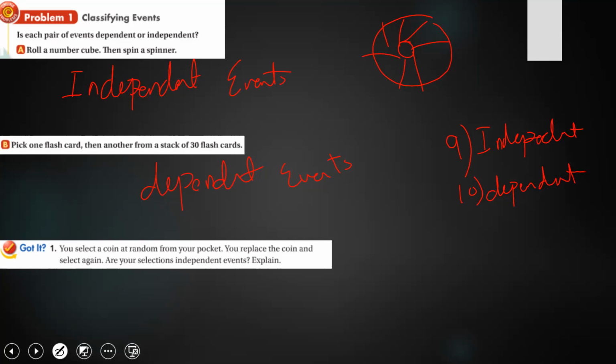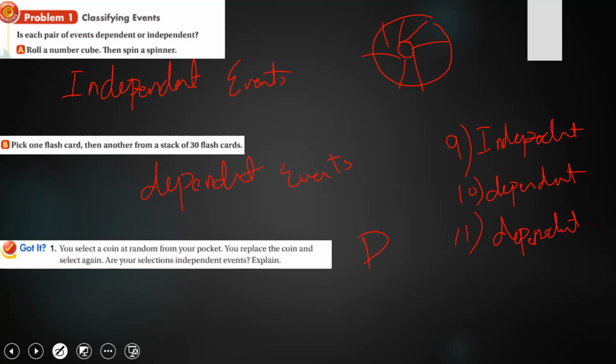Number 11. A letter of the alphabet is selected at random. One of the remaining letters is selected at random. So I'm taking a letter, like I'm choosing letter D, and I want to take the other letters. Are they dependent on each other? Yes, because they did not place it again. So what does it mean? That means I cannot choose D later on.